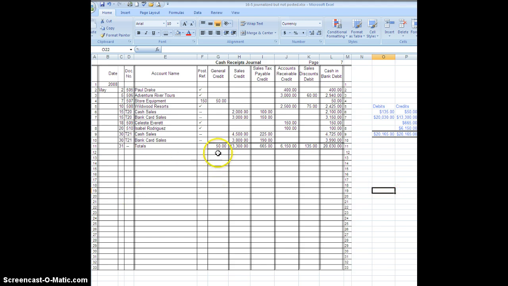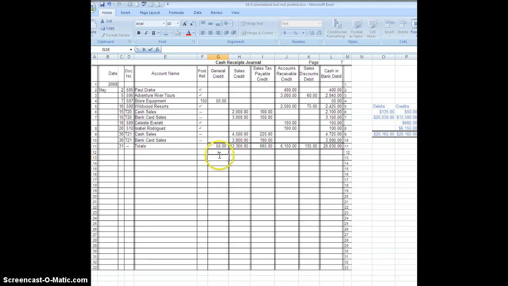Now, this column right here, the total never gets posted. Because of that, we're going to put a check mark in parentheses just to make it known that nothing is going to happen to that because it was already posted once up here. You don't want to post it again or it's going to double it. So you're going to type parenthesis.